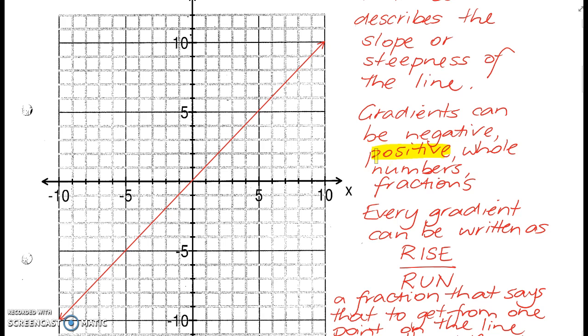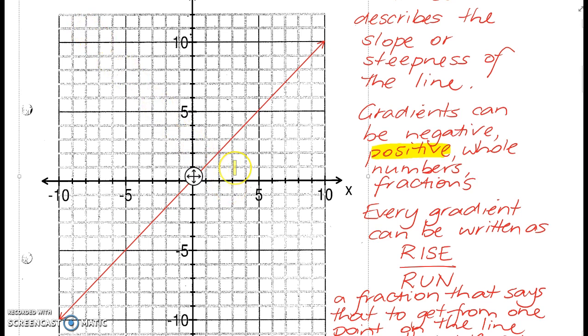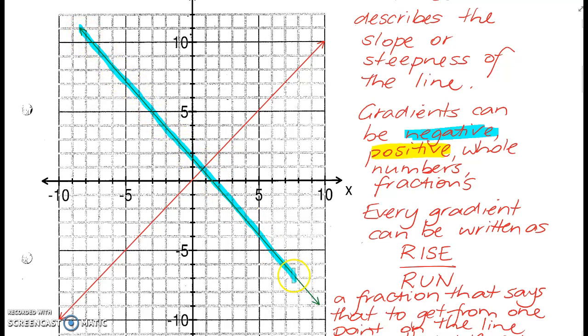If I was going to drop from left to right, let me just do one that does that. Let me get a tool to do that. Let's get a colour that's going to be able to be seen. Okay, let's put another line there. That green one is negative. So here's a negative one right there. It drops as you go from left to right, whereas your positive one climbs as you go from left to right. Now a slope can be a whole number, it could be a fraction, it could be a decimal.